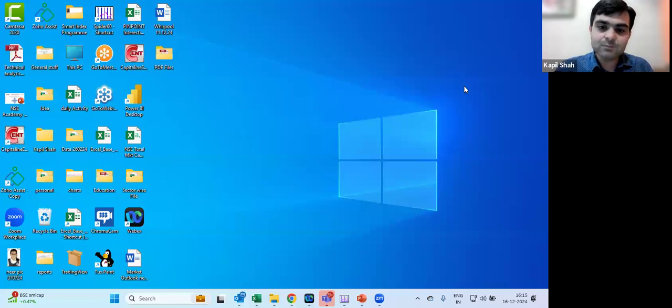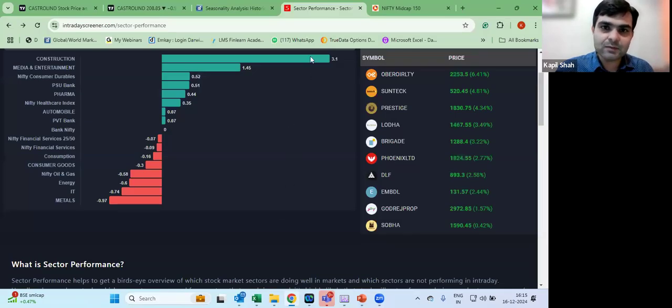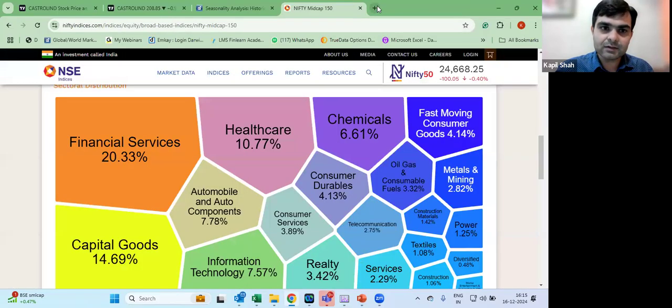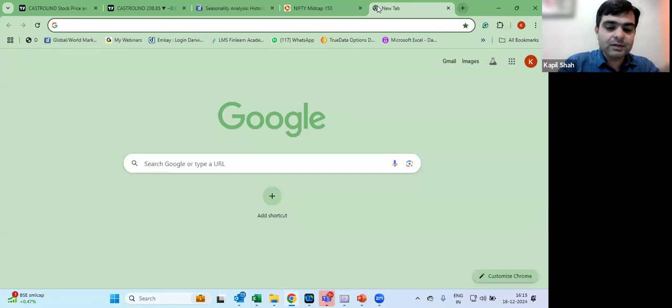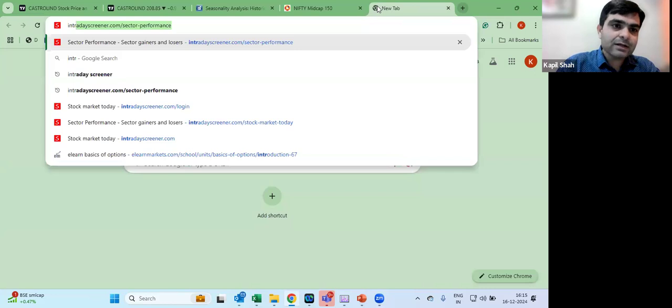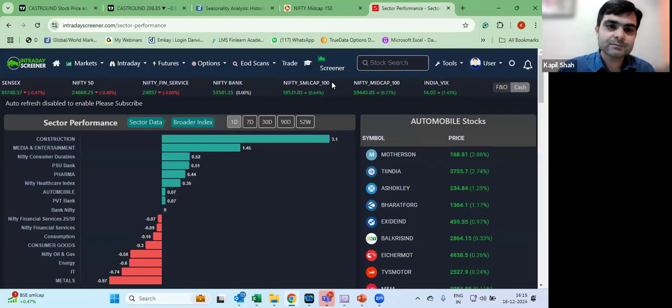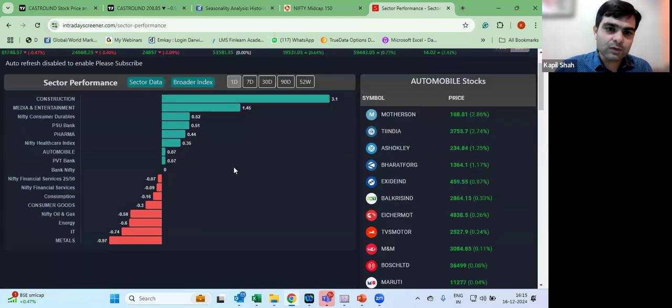So to understand the price momentum, there is one particular website, and these are all freely accessible websites that we have. Let's say I open a website which I normally refer to, the Intraday Screener. Over there, what I find is that it gives me the price performance of a particular sector, let's say from the past couple of days or on different time scales, showing which sectors are doing well.